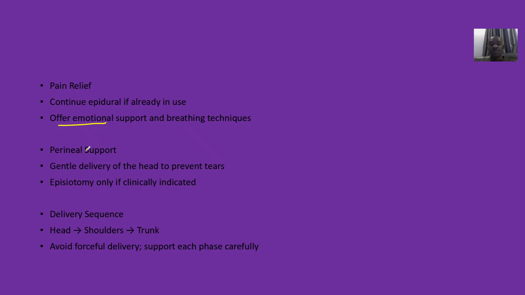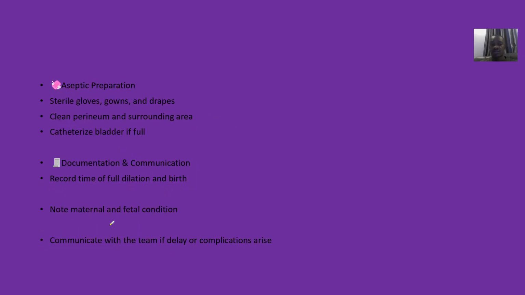For perineal support, that is gentle delivery of the head just to prevent tears. The delivery sequence is that the head has to come out first, followed by the shoulders, then next the trunk. So avoid any forceful delivery. Take it phase by phase, and make sure every phase is going on safely.